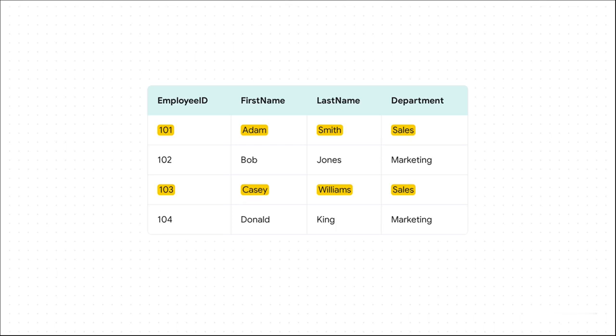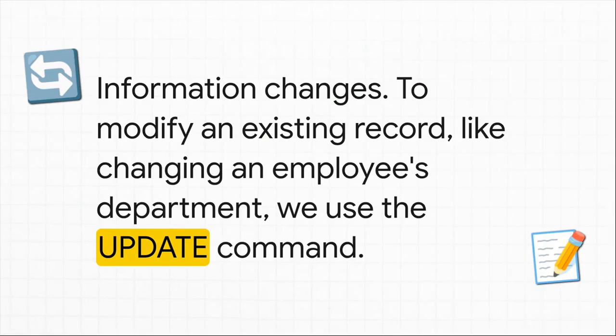This, right here, is how apps and websites can find your specific information so incredibly fast. But, you know, life happens. Information changes all the time. People get promoted, they switch departments, and our data has to keep up. So let's say Adam Smith moves from sales over to marketing. We've got to update his record.